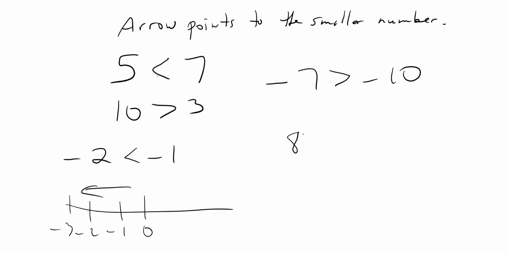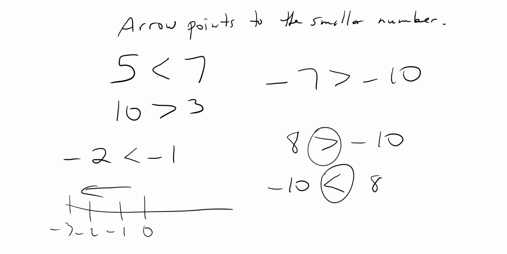And of course, we have a positive number and a negative number. That's easy. A negative number is always less than a positive number. But don't get confused by the wording. This is saying 8 is greater than -10. I could rewrite it the other way, and now you say -10 is less than 8. Just make sure it points to the smaller number. For this one, it's pointing to -10, and for this one it's pointing to -10, because it always points to the smaller number.